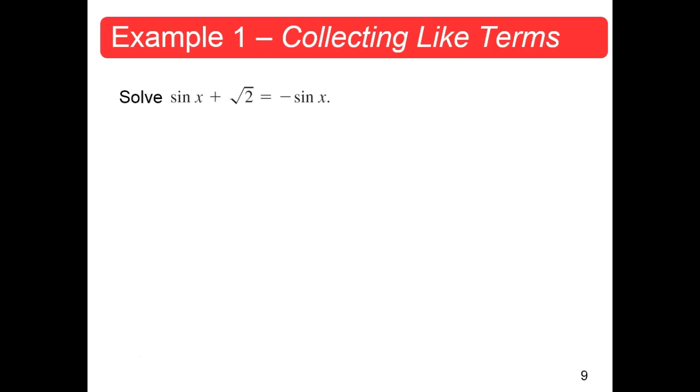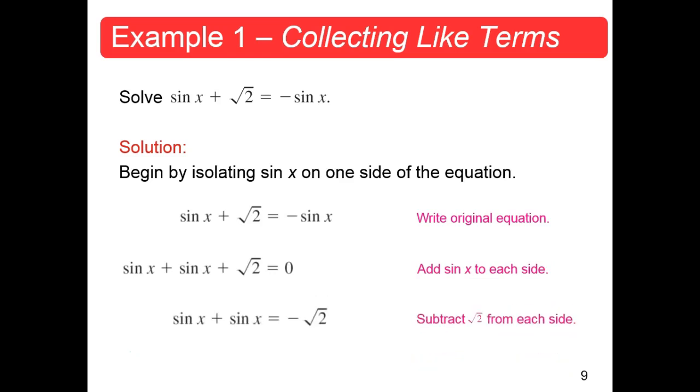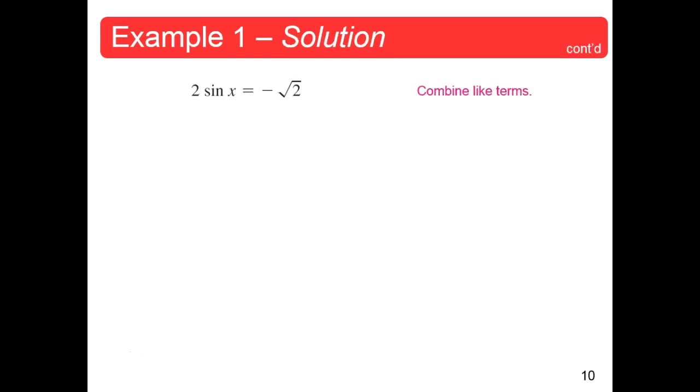Okay. So let's see how they do it. Well, begin by isolating the sine x on one side of the equation or the other, so they just write the equation again. Well, isolate it. They added it to both sides, and that gave you 0 on the right and 2 sine x plus root 2 on the left. Then subtract the root 2 from both sides. That would be 2 sine x is equal to negative root 2. And then, next step, divide by 2. Okay, and you get sine x equals minus root 2 over 2.